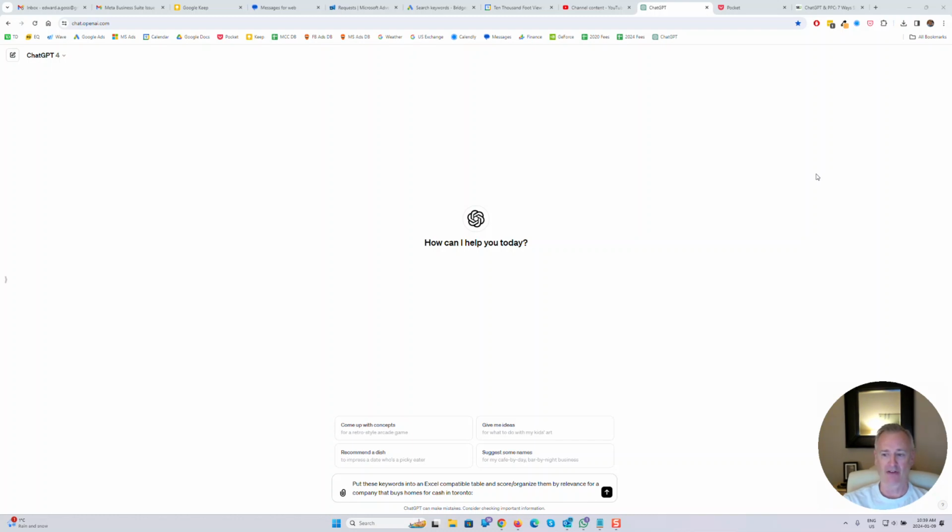Another application is if you are working with a long list of search terms from your queries report, you can dump those into ChatGPT and identify keywords that could potentially be good to add back into your campaign. And there are many other uses as well.